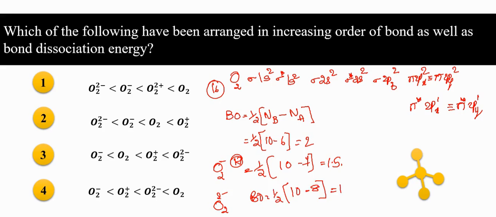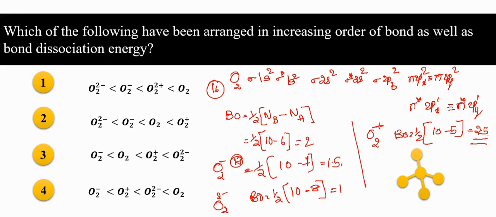Next, in case of O2 plus, out of 16 electrons, one of the electrons is removed. So here there is no electron in the antibonding molecular orbital. So bond order is equal to half of 10 minus... 5, that is equal to 2.5. Okay, 2.5 is the bond order.